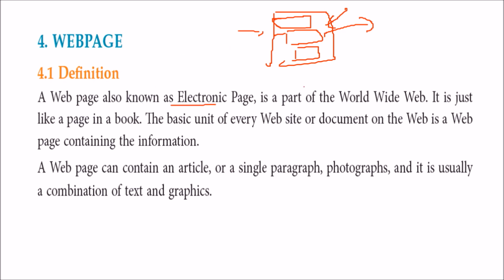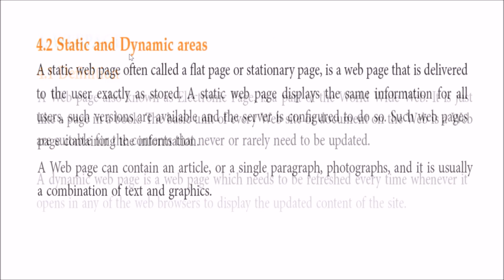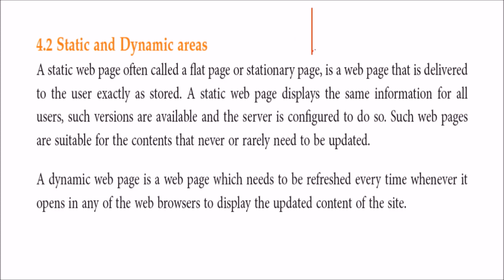So a web page is also known as an electronic page. This is a part of the World Wide Web, and it's just like a page of your book. The basic unit of every website or document on the web is the web page, which contains the information. The web page may have an article, a single paragraph, photographs, a combination of text and graphics. A web page may contain some static areas or some dynamic areas. The static part will not change. The dynamic part will change.